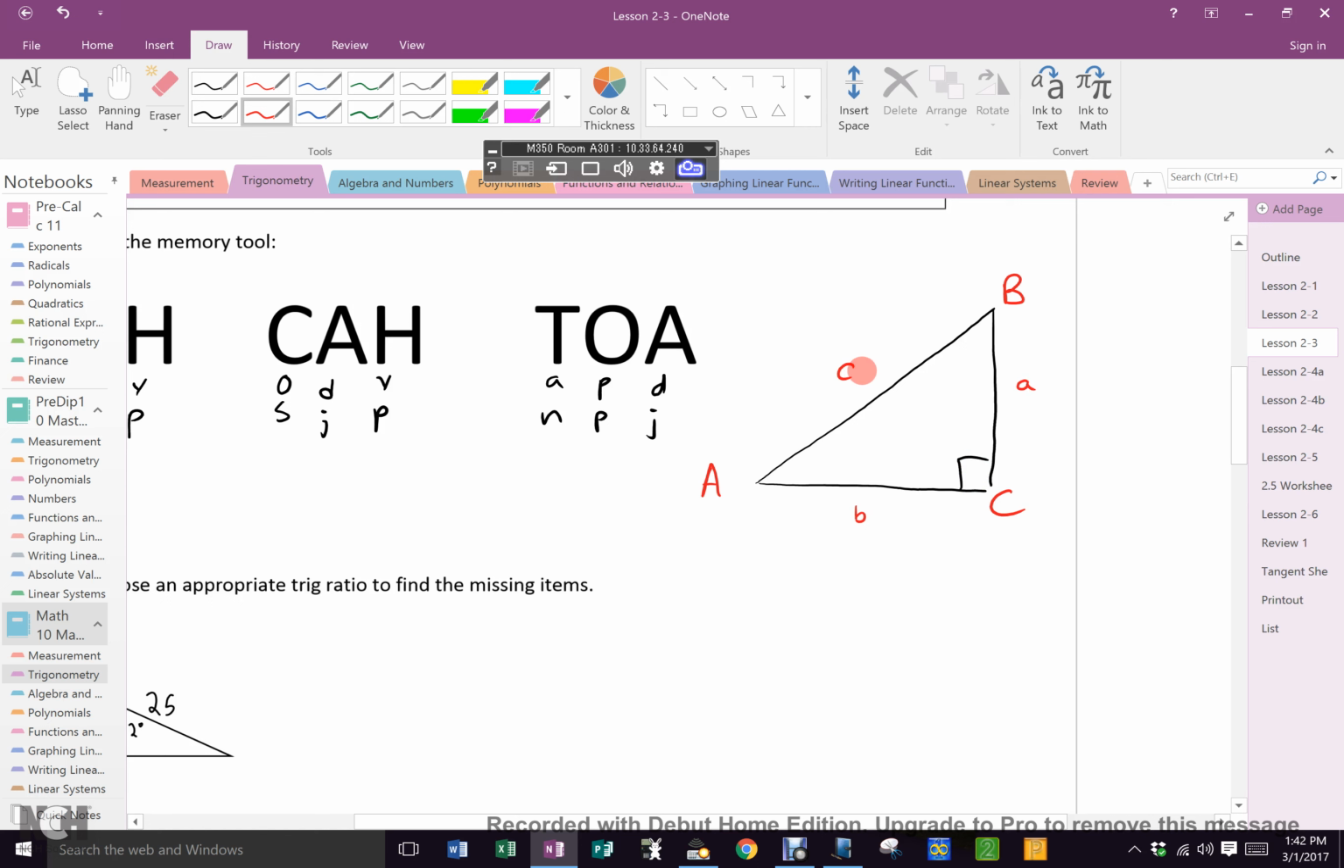Everybody cool? All right. Now, knowing what you know, I want you to tell me six things. I want you to tell me the sine, the cos, and the tan of A. You have no numbers, so you'll have to use letters.